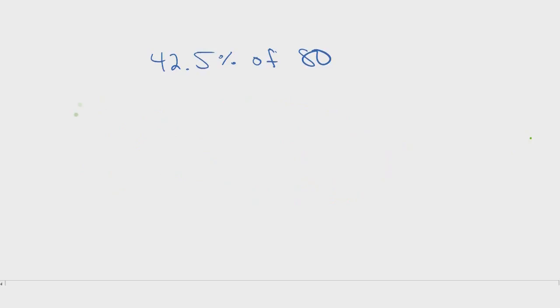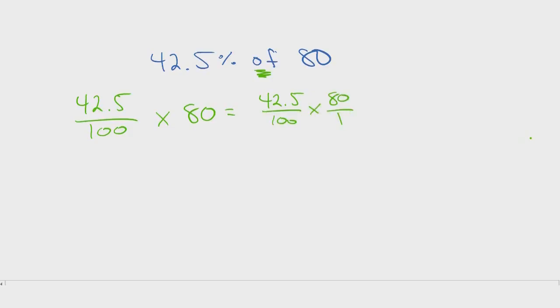So you have 42.5%. And I just told you a percent is out of 100. So I'll write it like a fraction like this. Now you see this of right here? Of means multiplication. So I'm going to put a times 80. And you can change that 80 to a fraction by writing 42.5 over 100 times 80 over 1. Because 80 over 1 equals 80. It means the same thing.